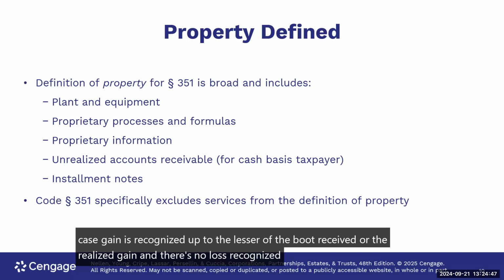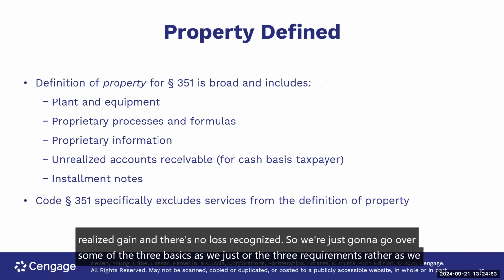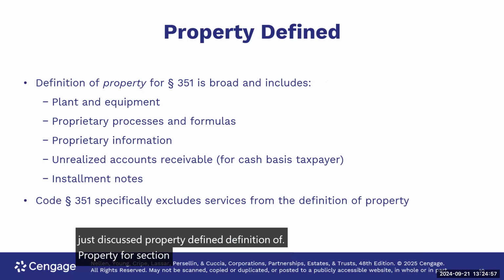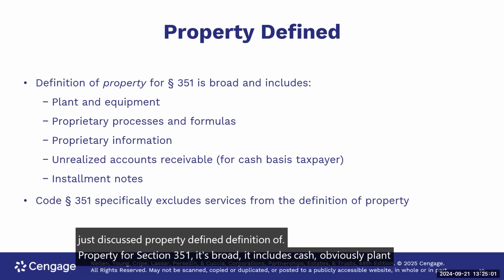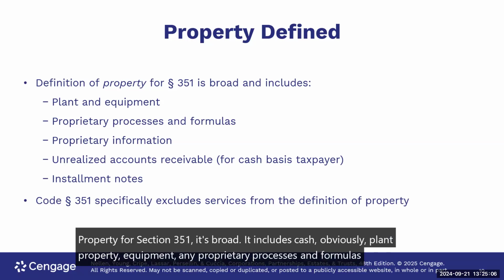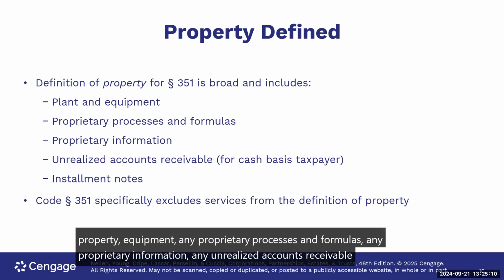So we're just going to go over the three requirements, as we just discussed. Property defined. Definition of property for Section 351, it's broad. It includes cash, obviously, plant, property, equipment, any proprietary processes and formulas, any proprietary information, any unrealized accounts receivable for a cash basis taxpayer, installment notes.